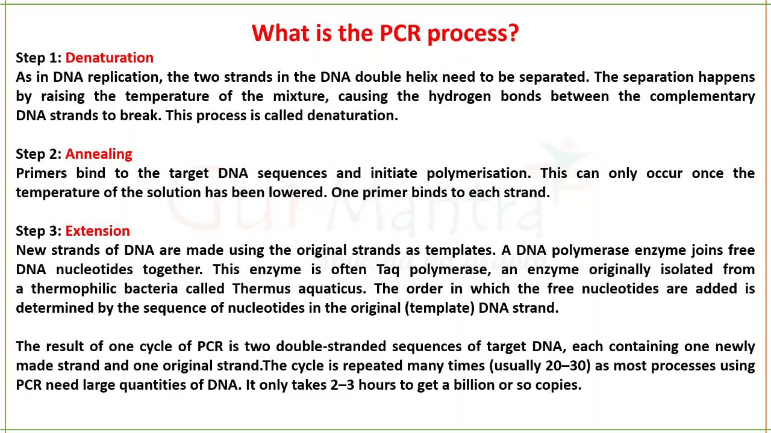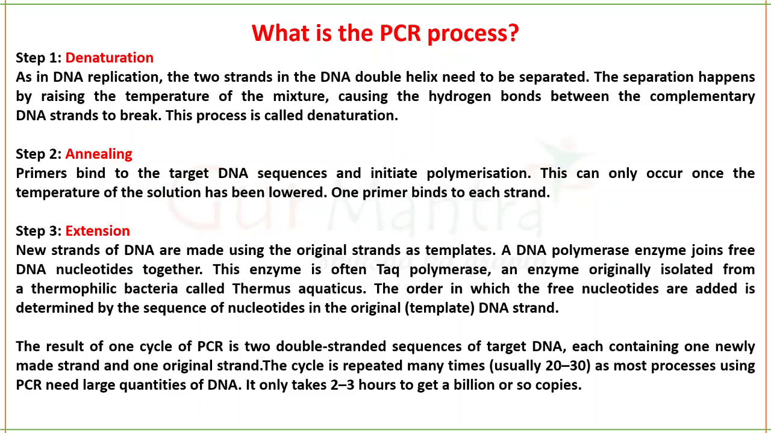The second step is annealing. Primers will go and bind to the target sequence and start polymerization, adding new nucleotides with the help of the enzyme DNA polymerase. This can only occur once the temperature of the solution has been lowered. So denaturation will happen at a higher temperature and annealing will happen at a lower temperature. One primer binds to each strand, that is a forward primer and a reverse primer will be present.